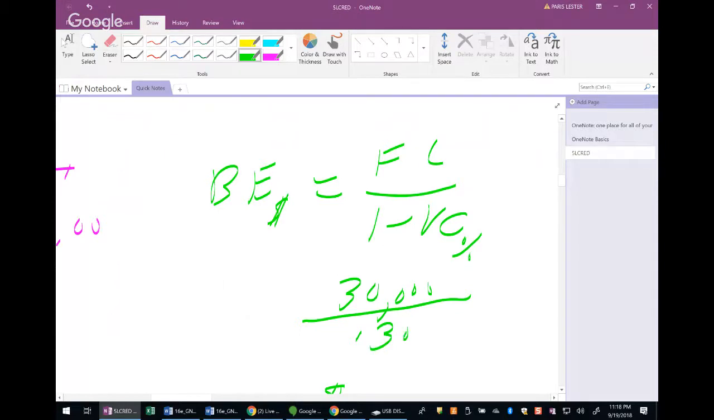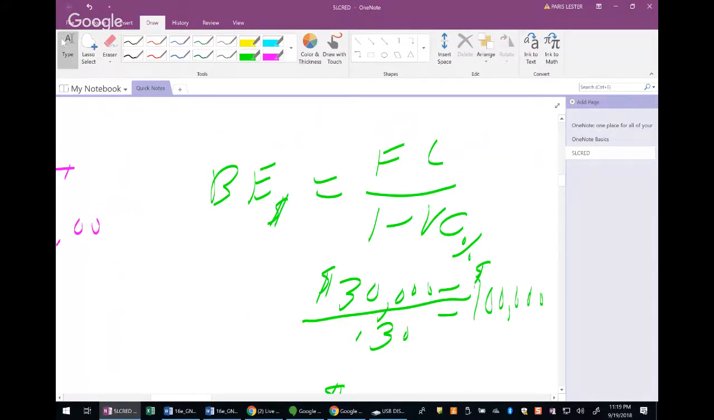Now you divide 30,000 by decimal 30. What do you get? Decimal 30 into 30,000. All right. And that is sales in dollars, break even. So that's the 2 pages that we're looking at.